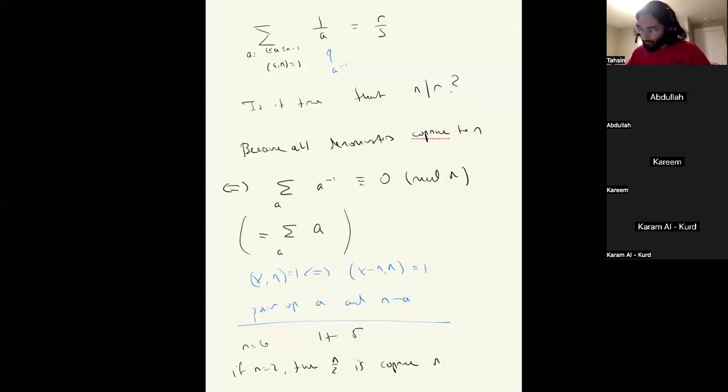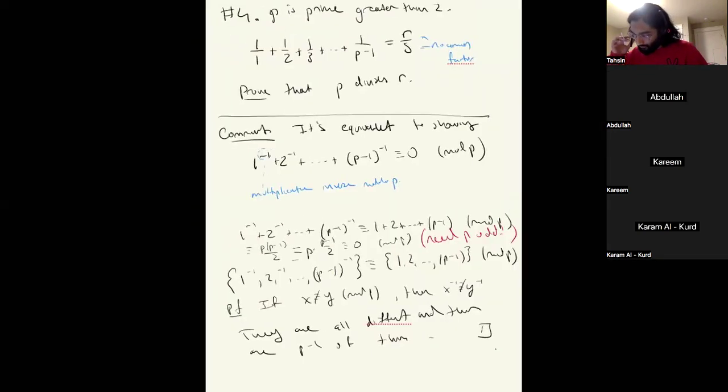Okay, so I'll go now to number 5. Number 5 is very similar. For number 5, we just have to prove that if P is not 2 or 3, then in fact P squared divides R. It's an even stronger one.